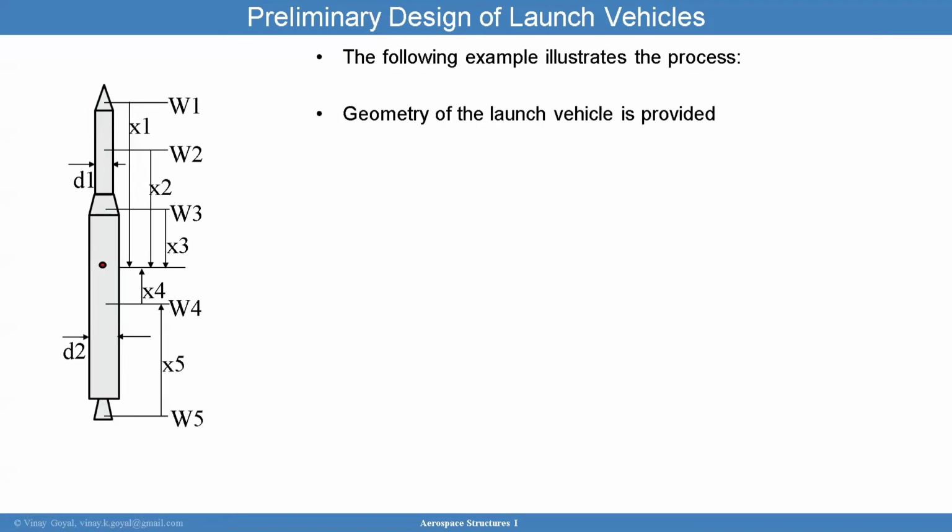So I want to show you the process on how to do this. Here, you're going to put the weight at the centroid of each of the components. So W1, W2, W3, and W4 as an example, and W5 for this nozzle. And the diameter here is D1, D2, and here I have the relative distances, X5, X4, X3, X2, and X1, and that's going to be useful when I do the calculations.